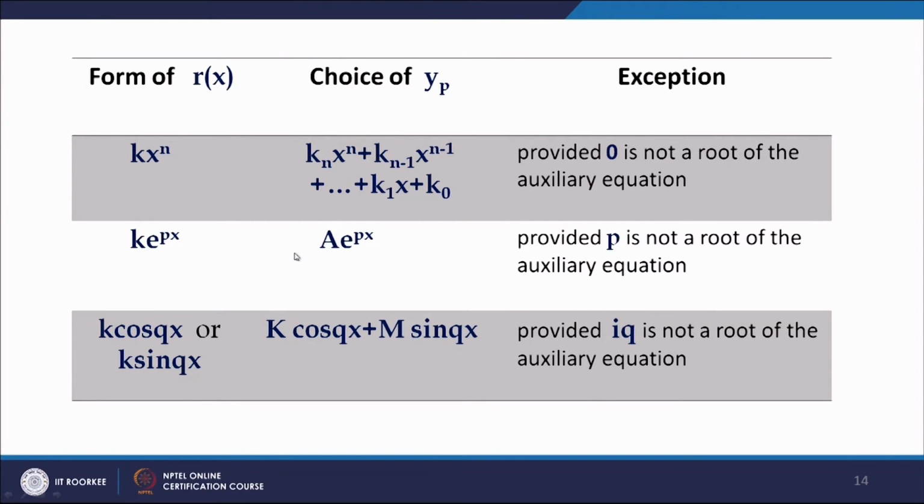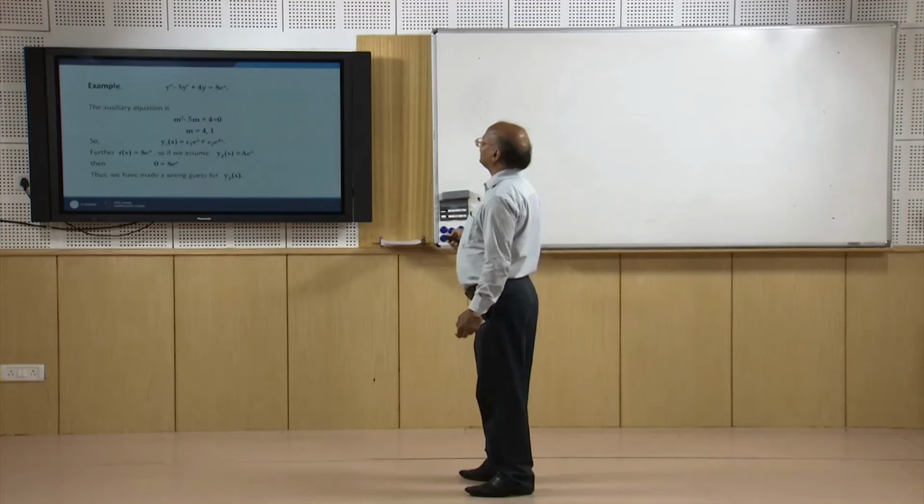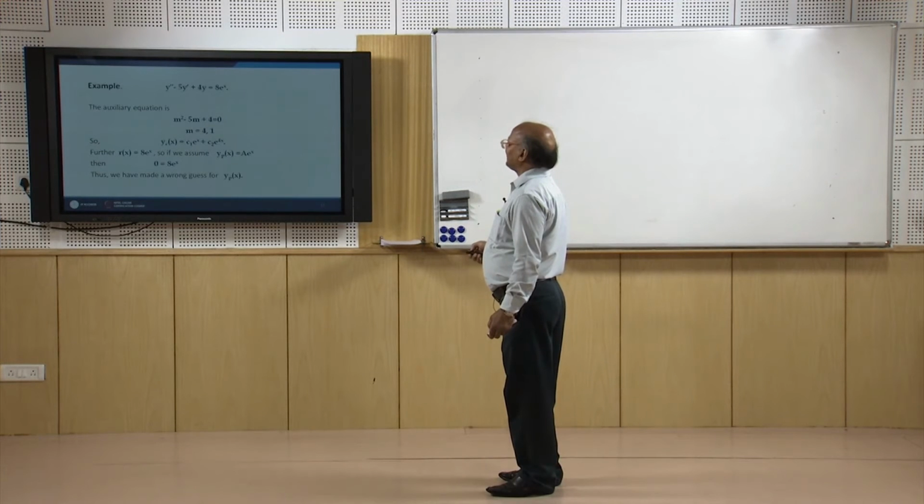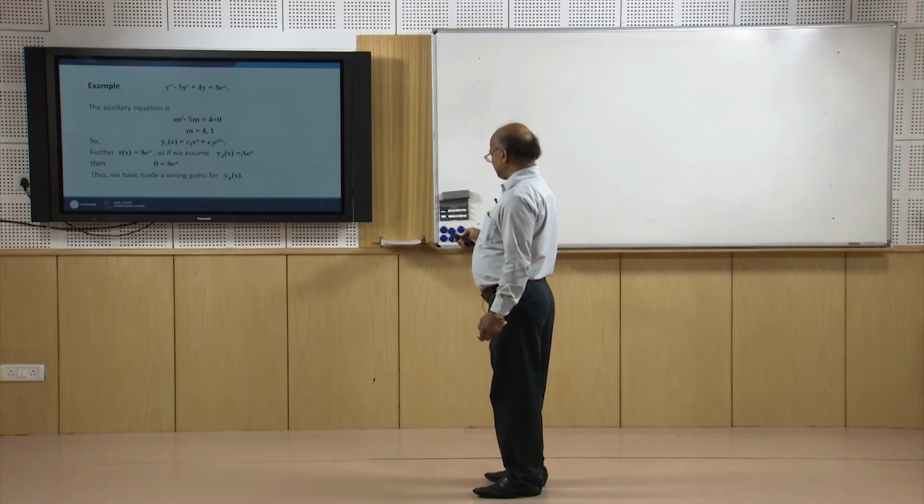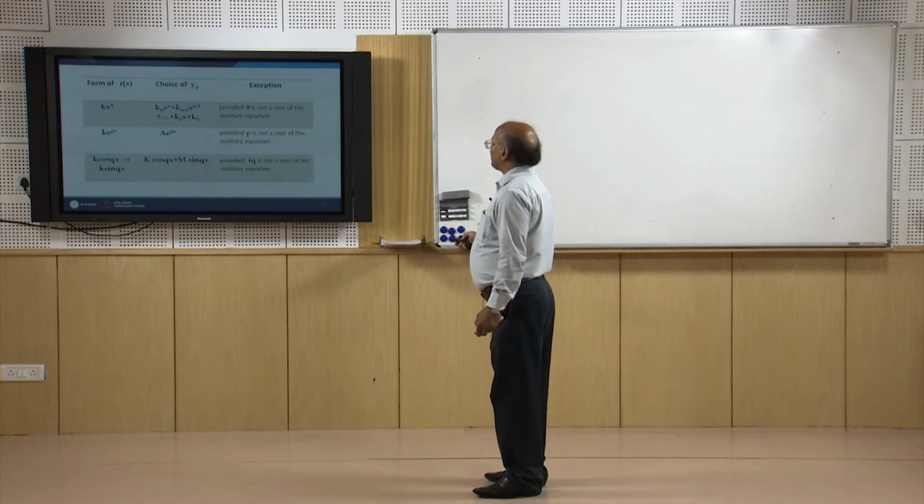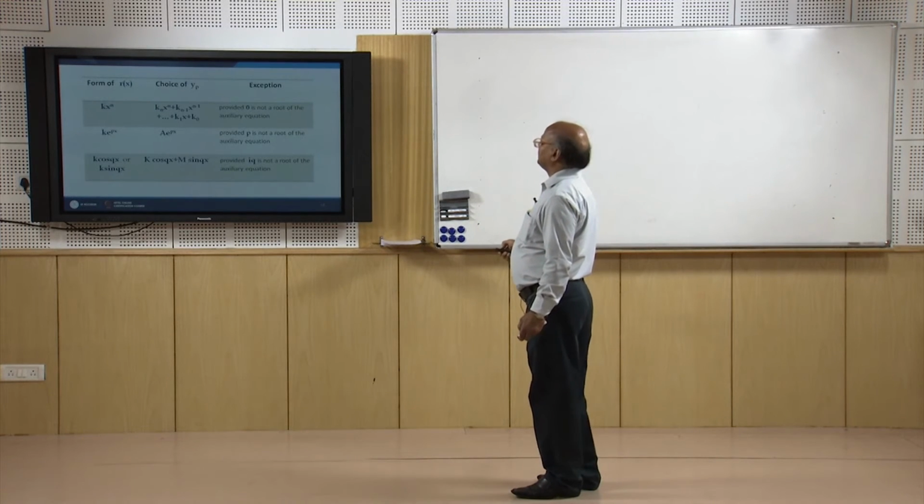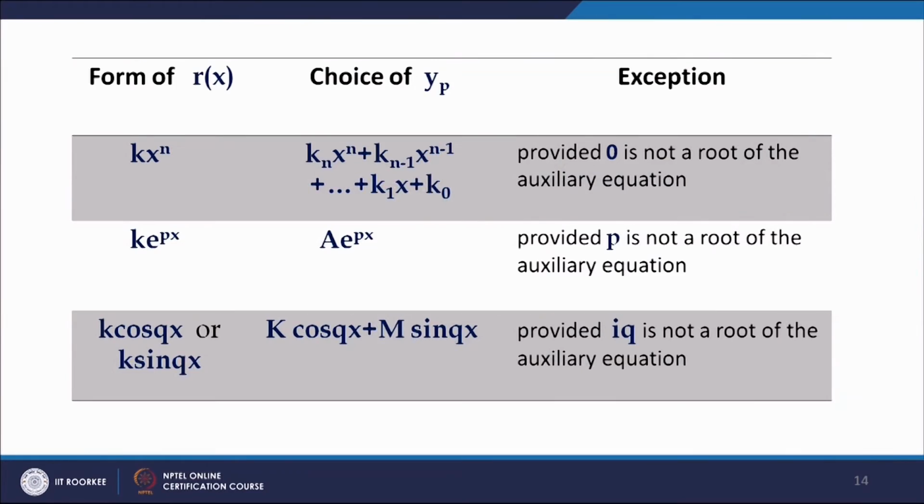Now in the next slide, when Rx is k e to the power px, then we shall choose yp(x) to be a e to the power px, provided p is not a root of the auxiliary equation. Like in the previous example we have seen that m equal to 1 was the root of the auxiliary equation. So the choice of a times e to the power x was not a correct choice. So this is an exceptional case. When p is not a root of the auxiliary equation, we will make a choice of yp(x) as a e to the power px.